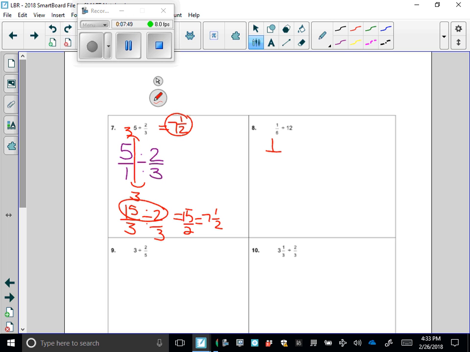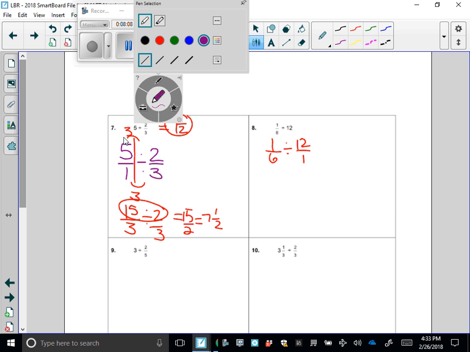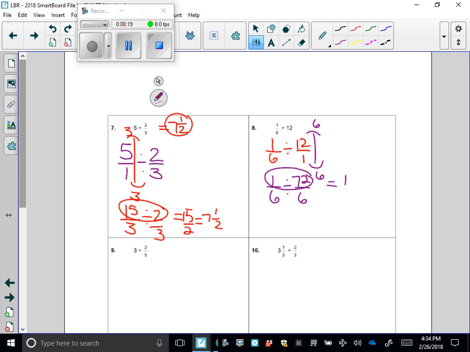So 1/6 divided by 12. Again, 12 is much larger than 1/6. So our answer should end up much smaller than 1/6. So my common denominator here is going to be 6. So multiply by 6. 1/6 divided by 72/6. 1 over 72. That's a pretty small number.